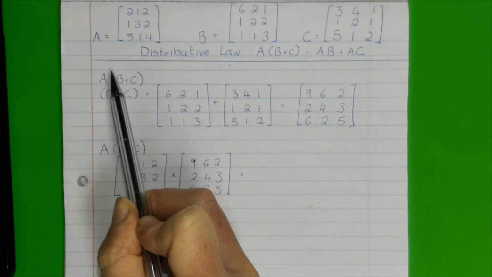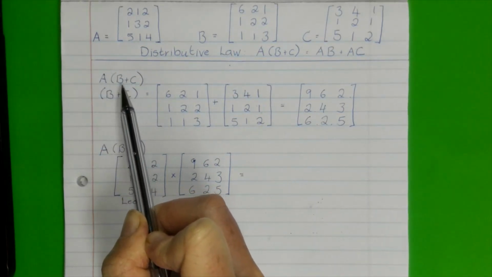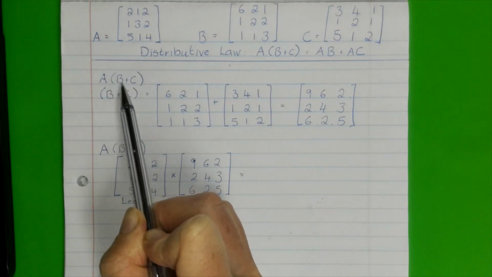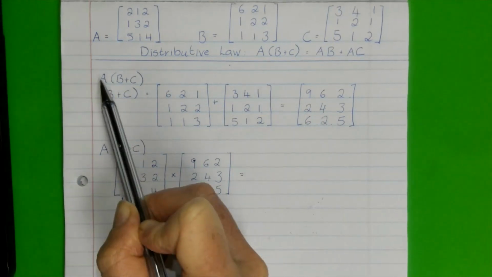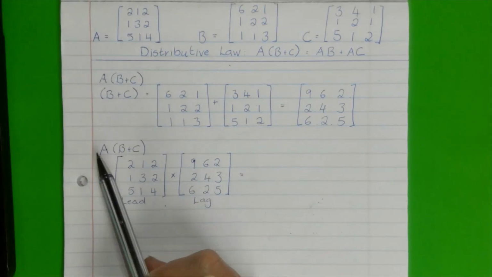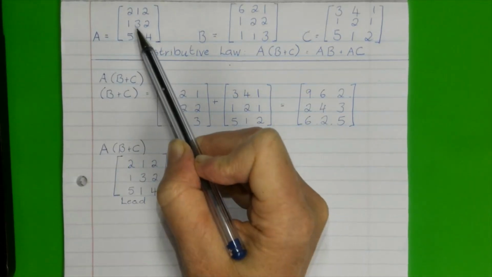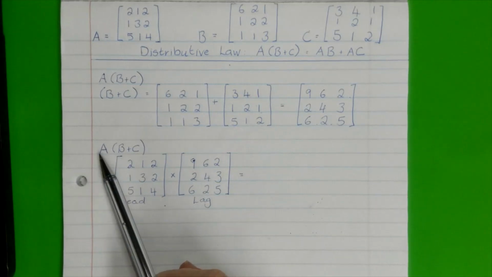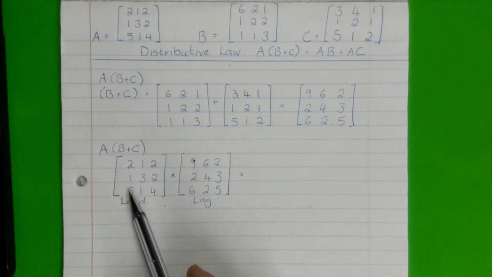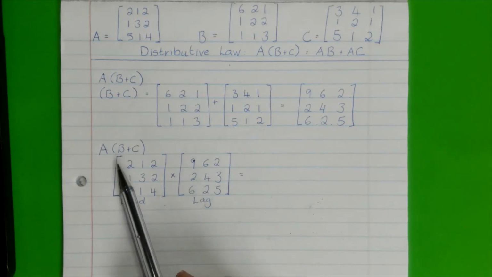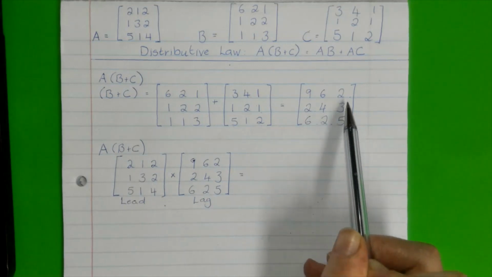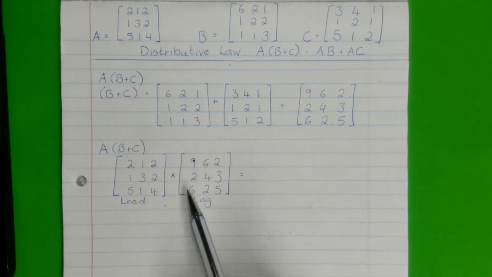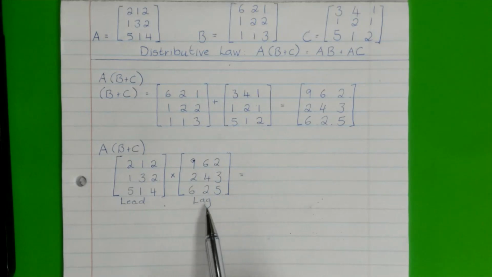So we've done this part of the calculation here, but now we need to multiply this matrix here with matrix A. So if you take matrix A, write it down here, it clearly is the first matrix that we are writing down. So this is now our lead matrix in this calculation. B plus C, this matrix here, I've written it out here, and this is now our lag matrix.